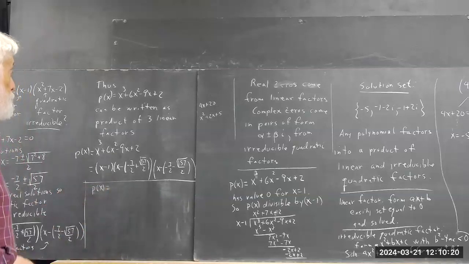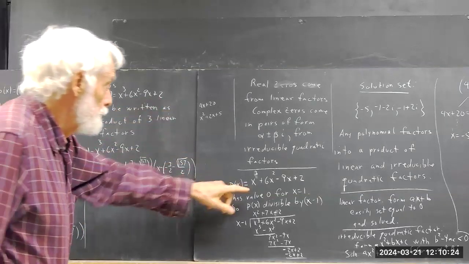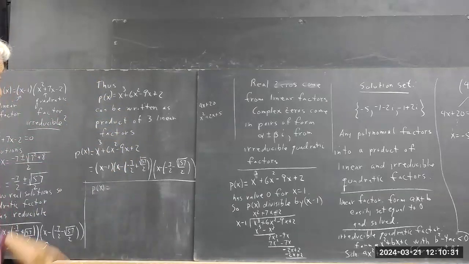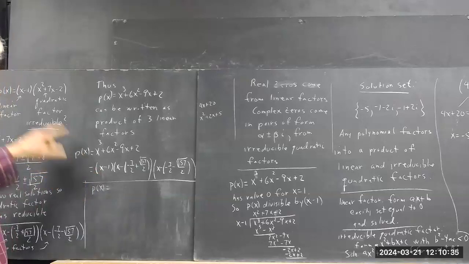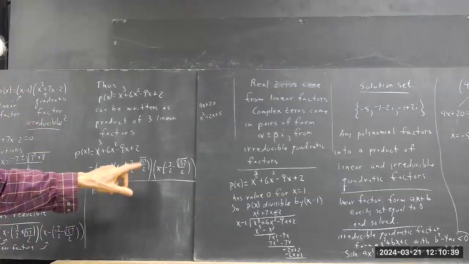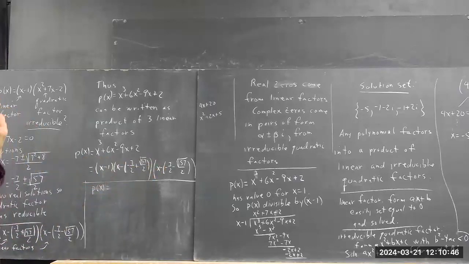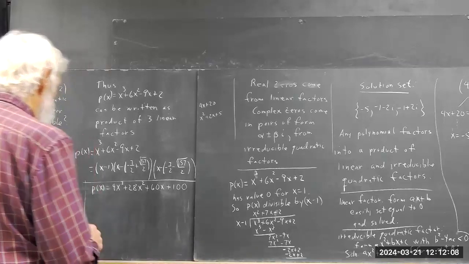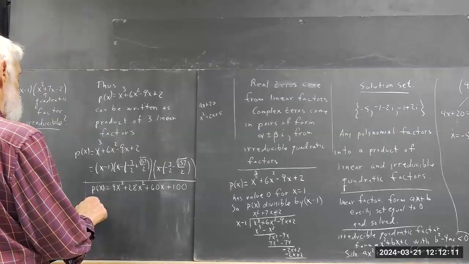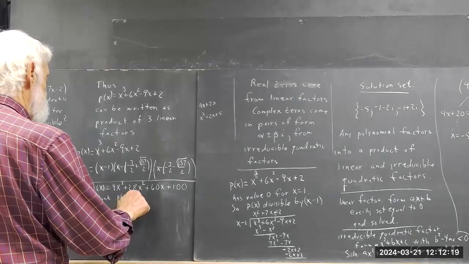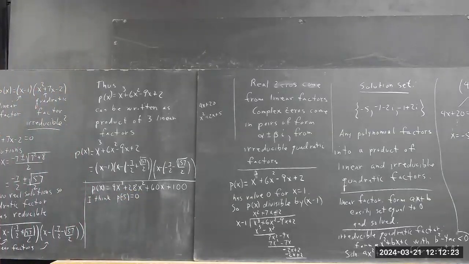So again, we write out our conclusion that this polynomial that I started with, by everything that we did, can be written as a product of 3 linear factors. P of x equals this polynomial equals x minus 1, which is here, times x minus this solution of the quadratic times x minus this solution of the quadratic. That's 3 linear factors. Now I'm going to do another example. I think P of negative 5 is 0.